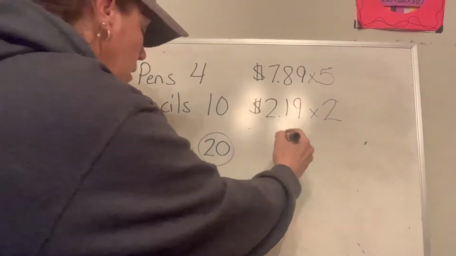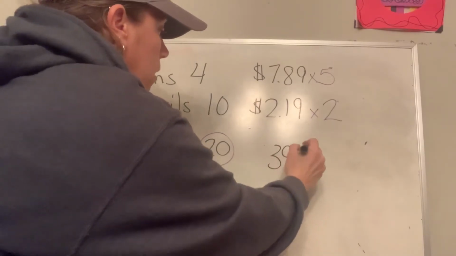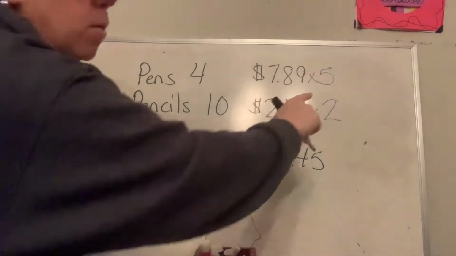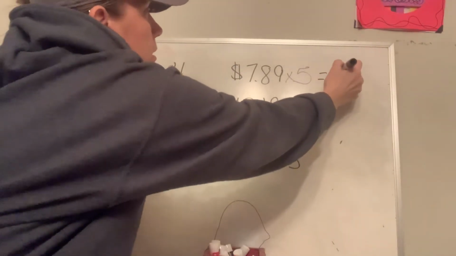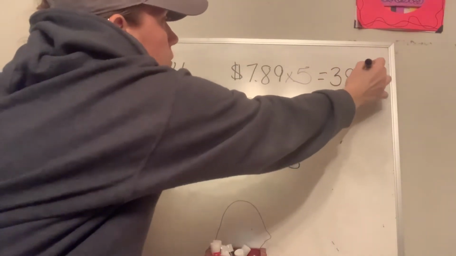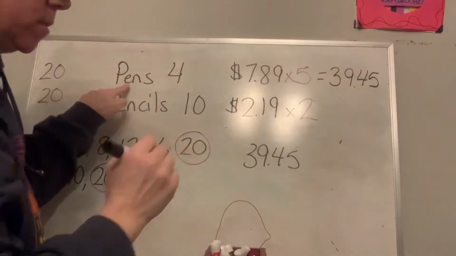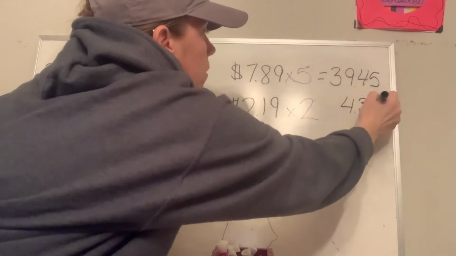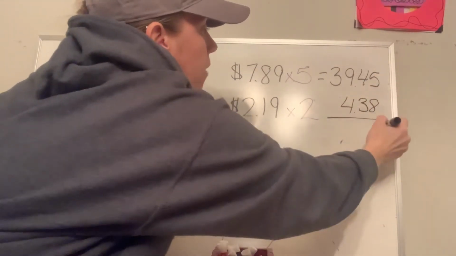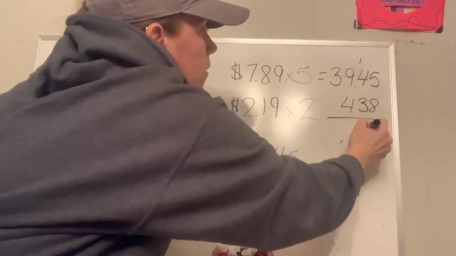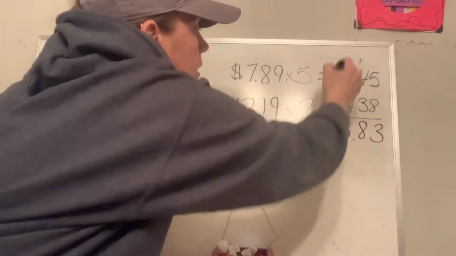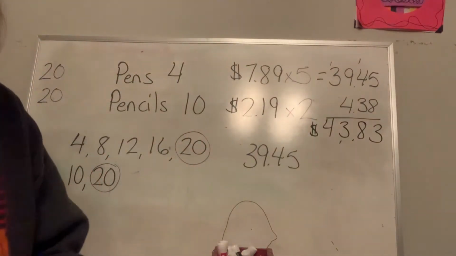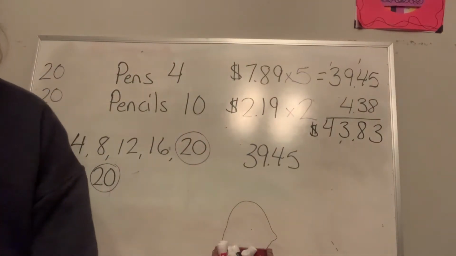So I'm going to put that on our board, $39.45 for pens. And actually, I'm going to put it way up here so it makes sense. $39.45 for pens and $4.38 for pencils. I add those together, 13, and I'm spending $43.83 on pens and pencils.